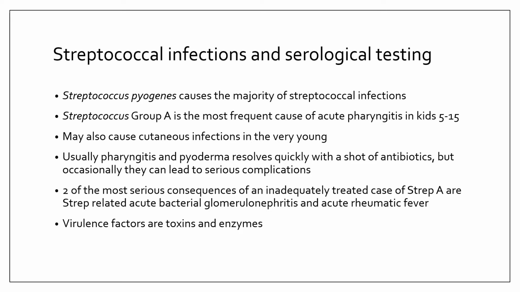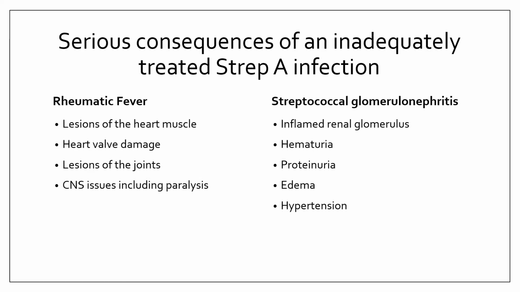Usually, pharyngitis and pyoderma resolve quickly with a shot of antibiotics, but occasionally they can lead to serious complications. And of course, those complications can be acute glomerulonephritis or rheumatic fever. Now, there are several virulence factors, toxins, and enzymes associated with the streptococcal organism. Strep A actually produces upwards of 20 antigenic substances, producing a number of different antibodies. So some serious consequences of an inadequately treated strep A infection would include rheumatic fever and streptococcal glomerulonephritis.